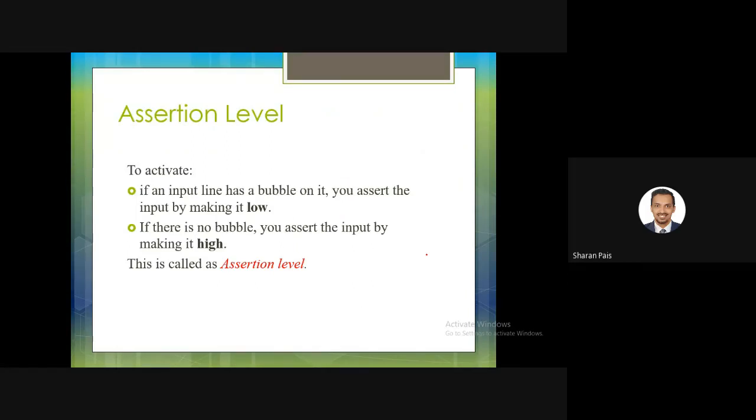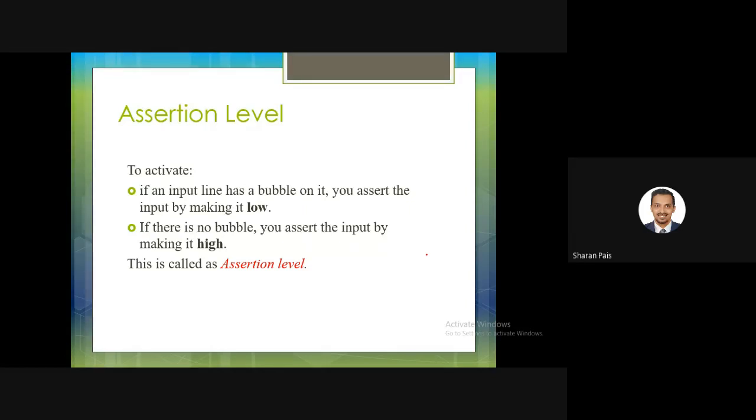The assertion level and all, no need, I guess. I'll explain that whenever you have the lab. For multiplexers and all, we are using assertion level logic. It is not in your syllabus, so in the lab I'll explain what the assertion level is, practically, whenever you are working.